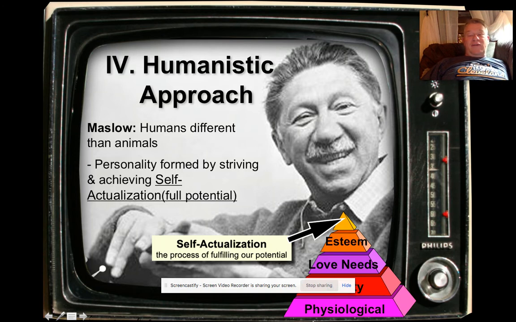So the first level is physiological needs. Are you getting enough food? Are you getting enough sleep? Are you getting enough care for your body? So if those are all taken care of, then you can go to the next level, which is safety and security, then love, and then esteem. And if all those work out, you become the person that you want to become.